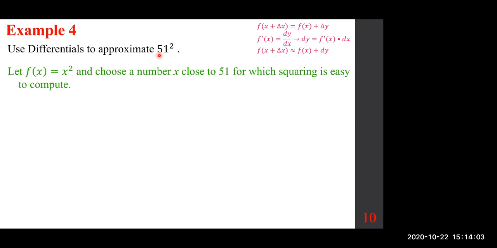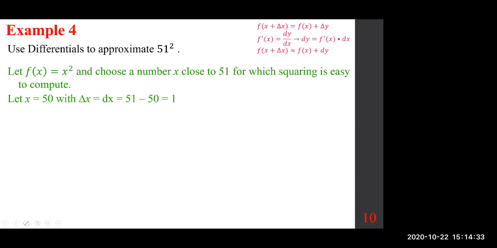Can anybody think of a number close to 51 we can square easily, class? 50, which is 2,500. Perfect. So that would be the choice. Now, what about delta x? We are going from 50 to 51. Their difference is +1. So I want you to pay attention to how you find delta x. We start with 50 and arrive at 51, so we are going up.